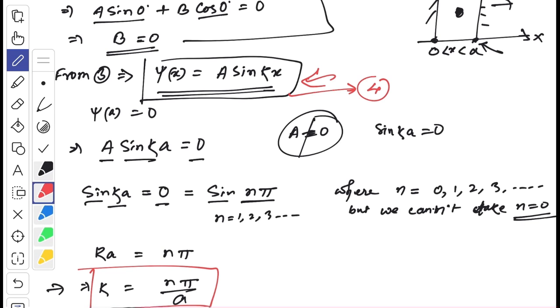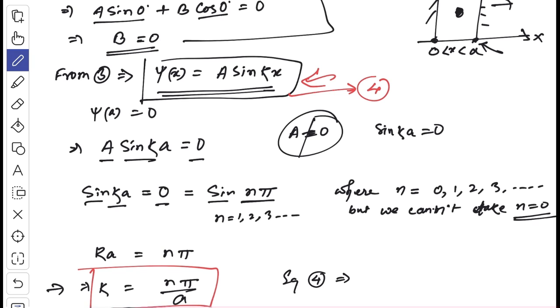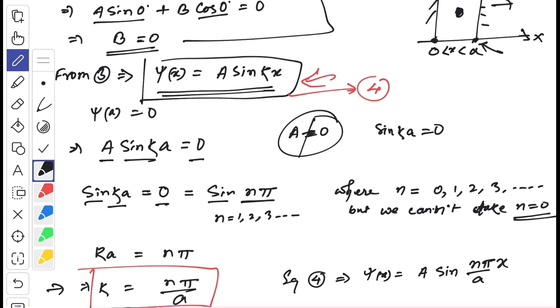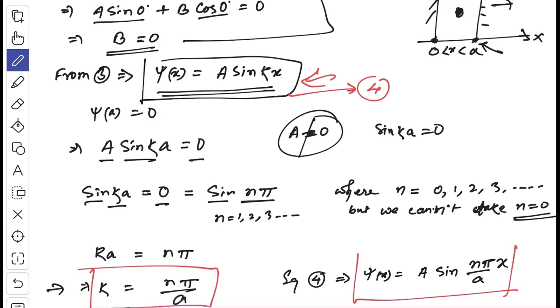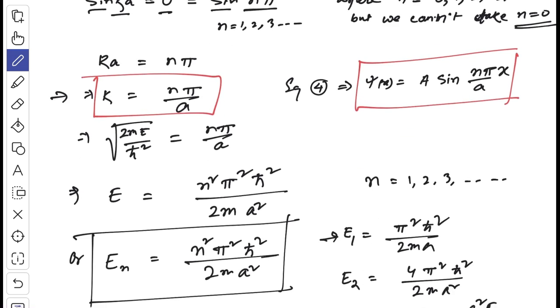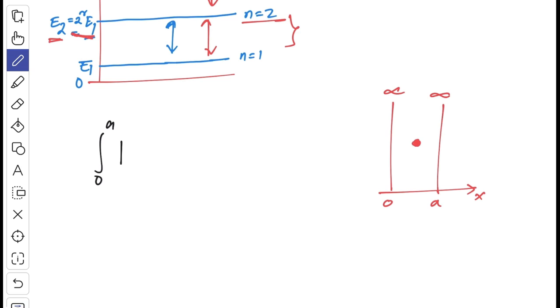So from equation number 4, psi of x is equal to A sin, instead of k we will write n pi by a, and x. Okay, so we got this. So this is psi of x. Now it must satisfy the normalization condition, so that's why here we are going to write integral of psi of x squared, this is a probability density term, dx is equal to 1. It must be equal to 1.